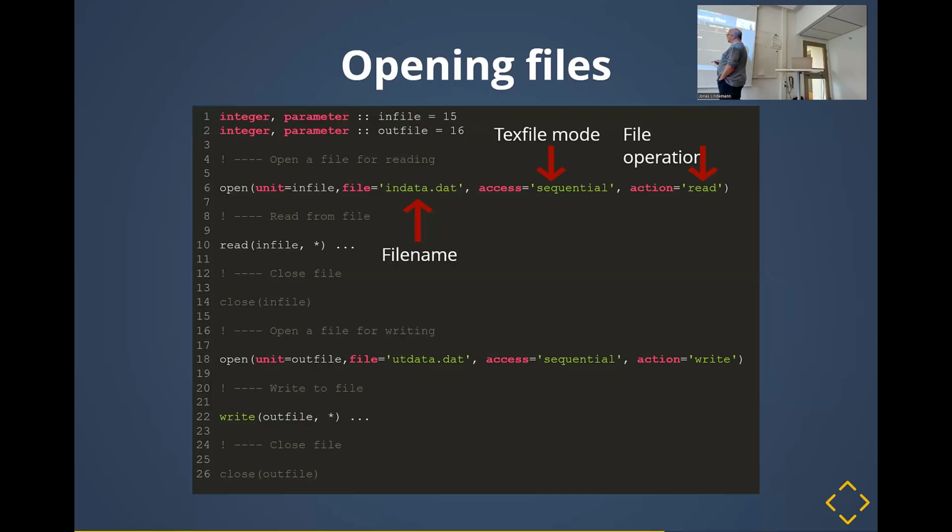Now I want to write. For open, I open my output file here, access sequential, action write, and then I use write to the out file in my operations. Finally, I close my out file here. So this is how you write files in Fortran.